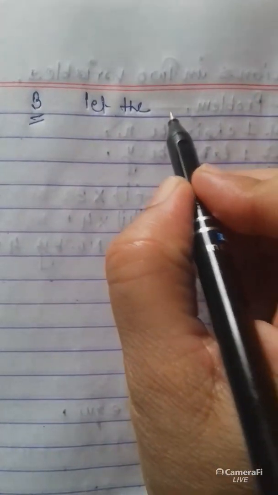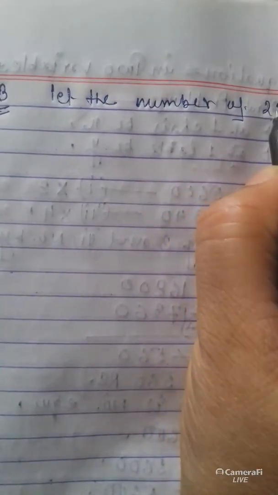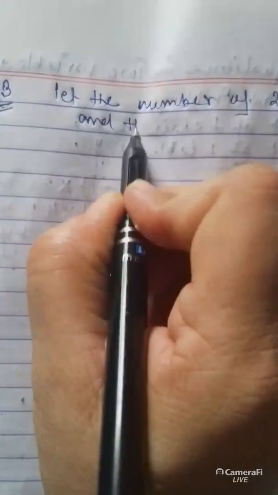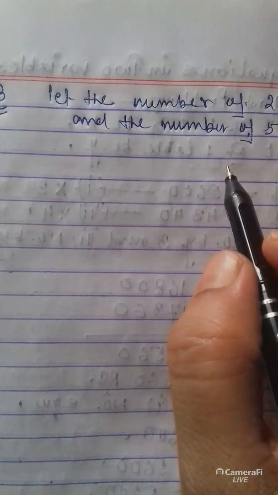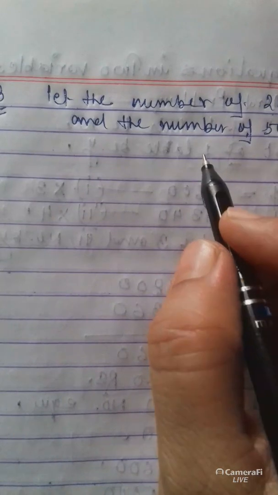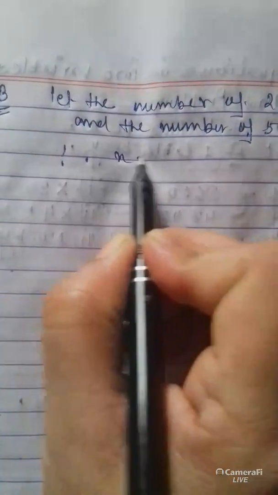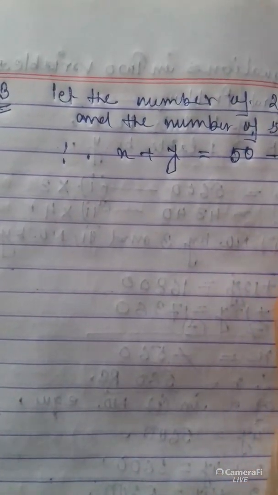Let the number of 25 paisa coins be x and the number of 50 paisa coins be y. So the first condition is that the lady has 25 paisa and 50 paisa coins in her purse. She has 50 coins in total. Therefore, x plus y equals 50. This is equation number 1.